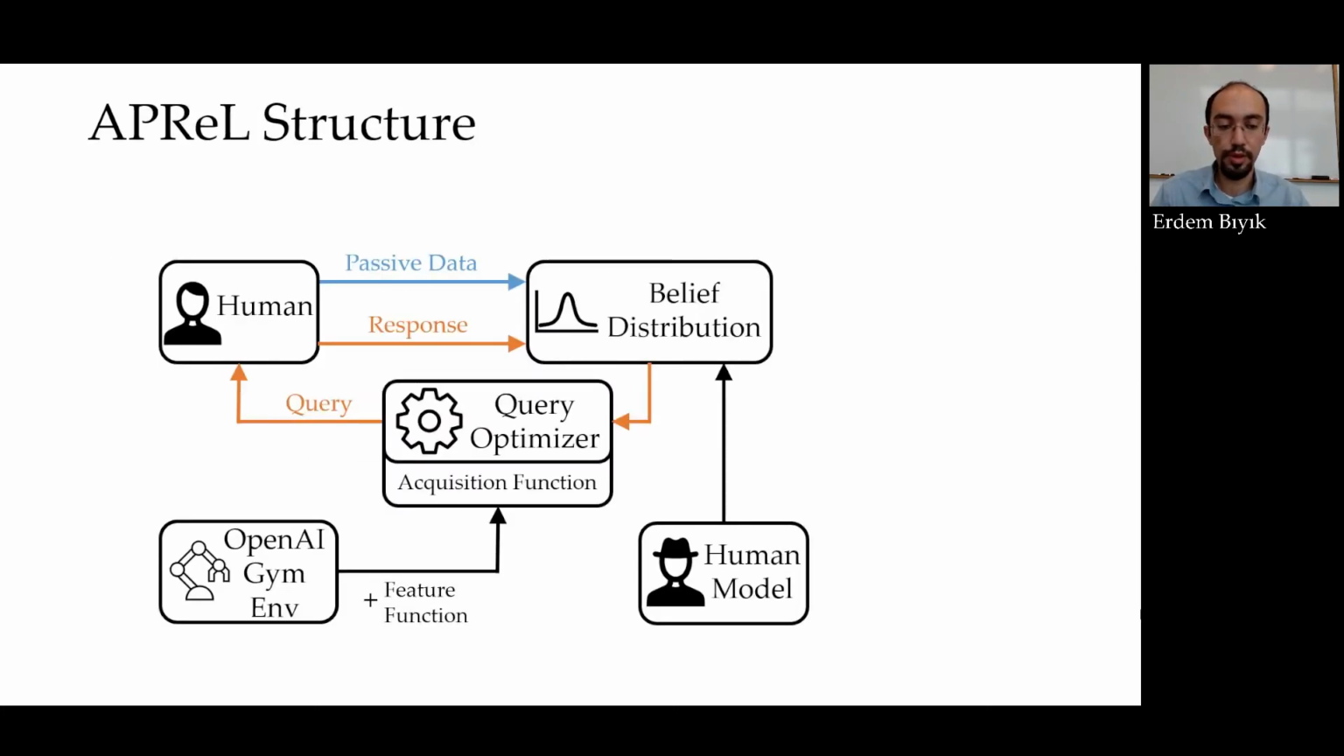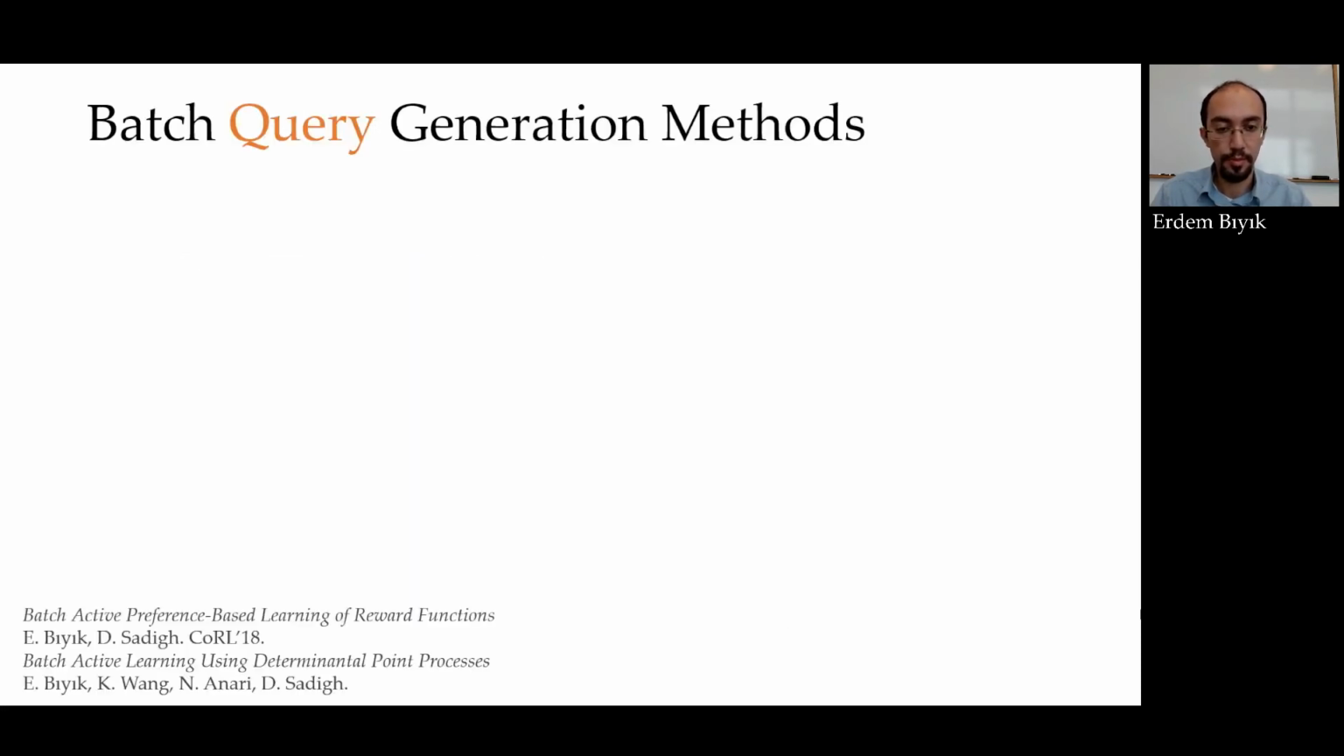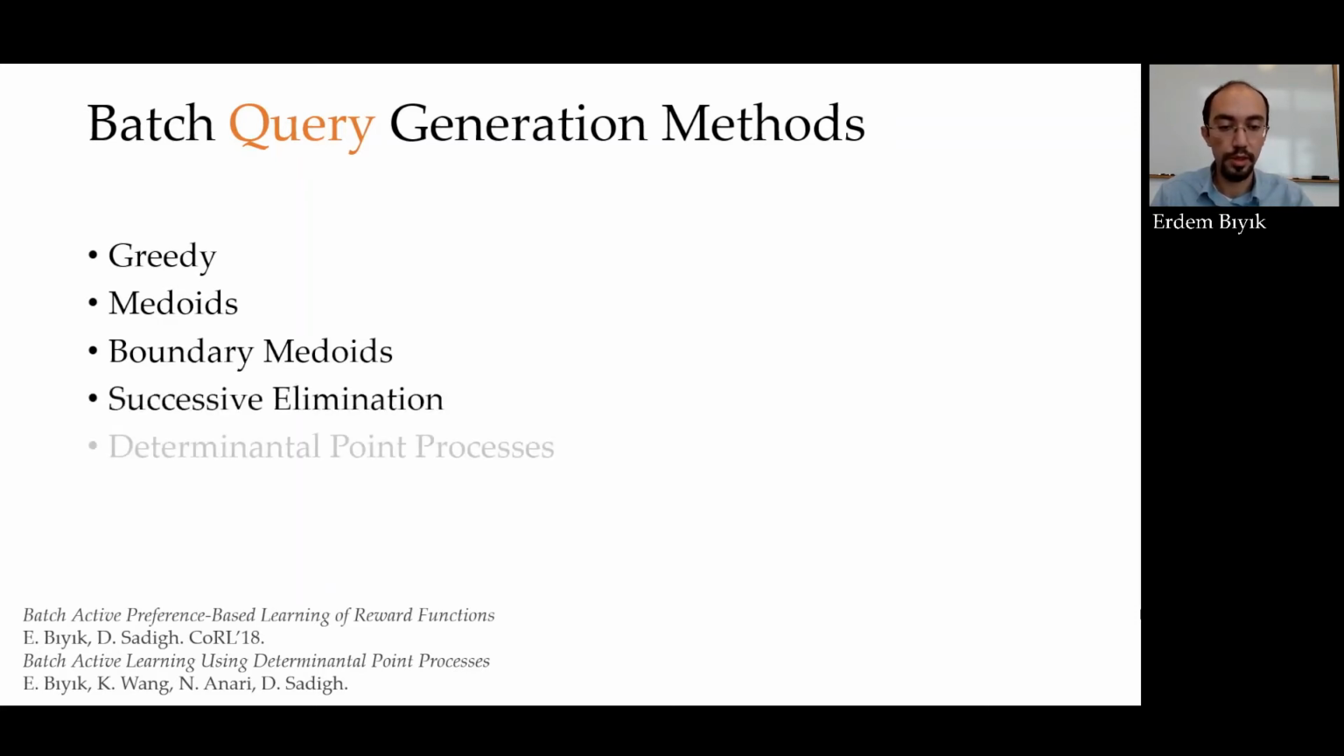In addition to the acquisition functions, we can also change the number of queries we want to generate at each active learning iteration. In other words, we can also do batch active learning. This is useful when query optimization is costly or when data collection can be parallelized. For this, APREL includes heuristic methods like greedy batch generation, medoids, and boundary medoids methods, or more principled techniques like successive elimination and determinantal point process-based batch generation.